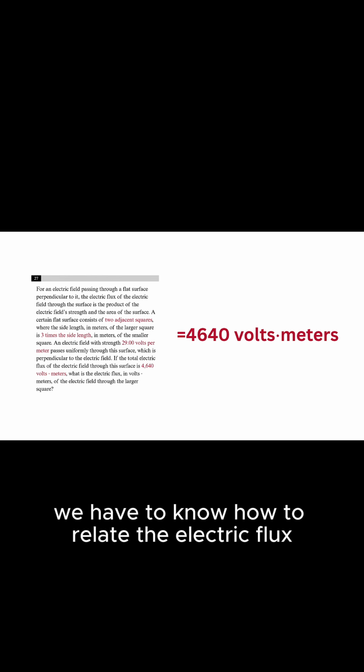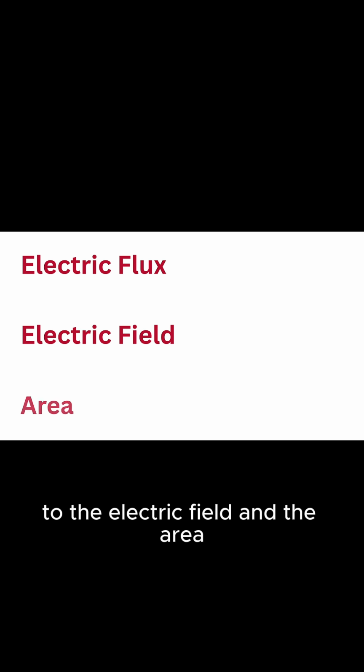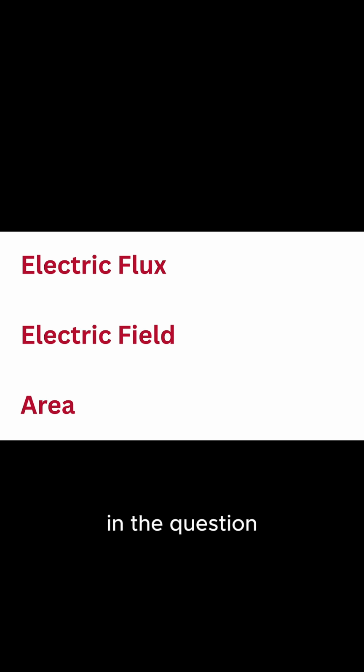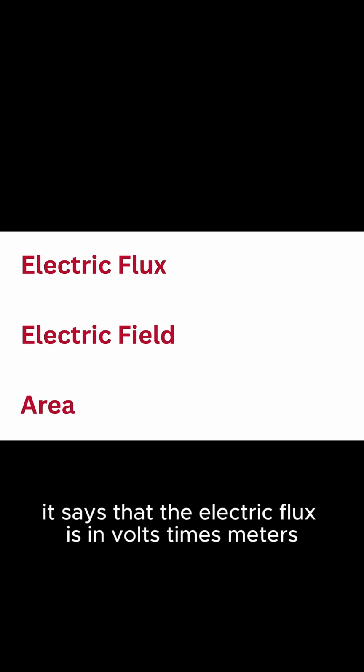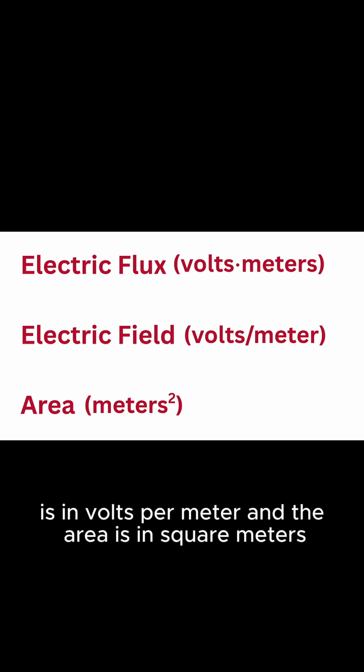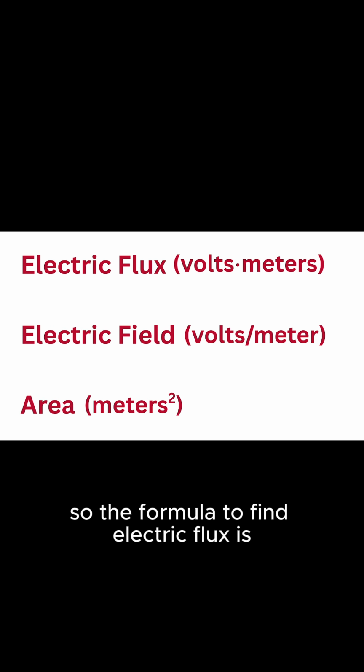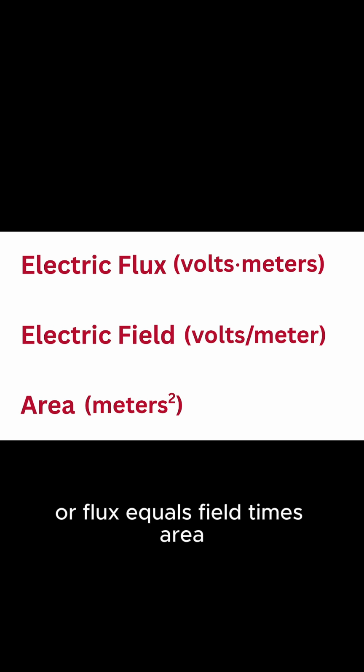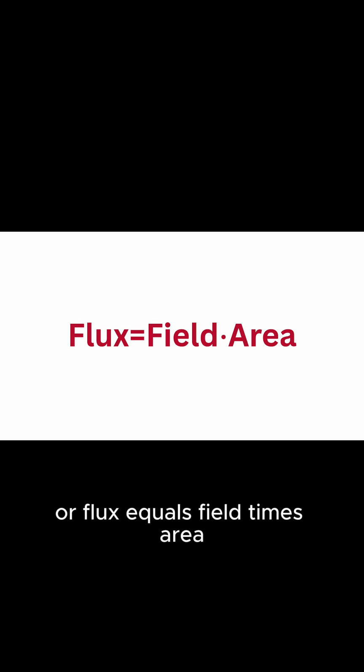Well, to do this, we have to know how to relate the electric flux to the electric field and the area. In the question, it says that the electric flux is in volts times meters. It also says that the electric field is in volts per meter and the area is in square meters. So, the formula to find electric flux is electric field times square meters, or flux equals field times area.